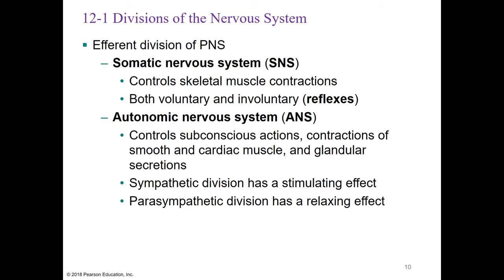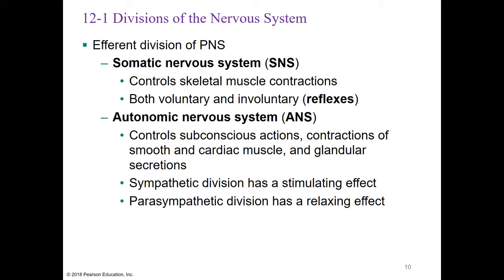The autonomic nervous system, or ANS, is going to control subconscious actions, so things that you do not think about and that are not voluntary. This would include contractions of your smooth muscle, cardiac muscle, or heart, and also when your glands secrete. And clearly, we're not in charge of any of that.